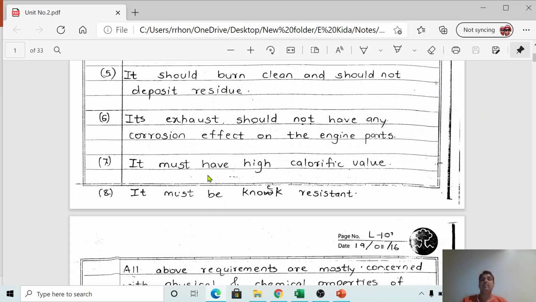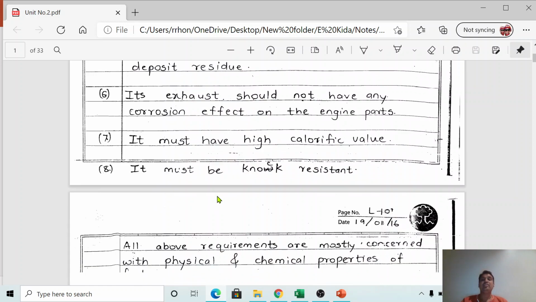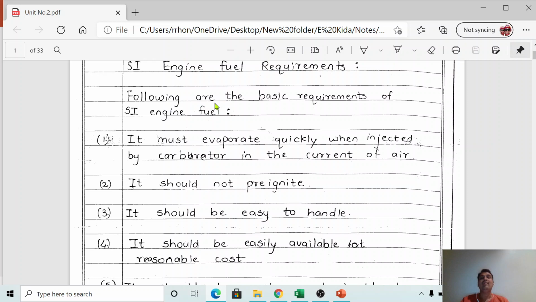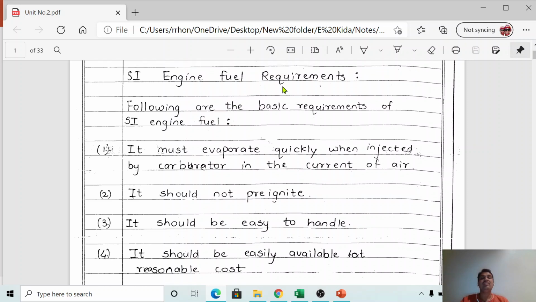And the next one, it must have high calorific value. Calorific value should be high whatever fuel we are using in the SI engine. So it should always be high. And the last one, it must be knock resistant. Later on we have to discuss the meaning of knocking or knocking tendency. Later on we'll talk in detail about this. So these are all the requirements of an SI engine fuel.